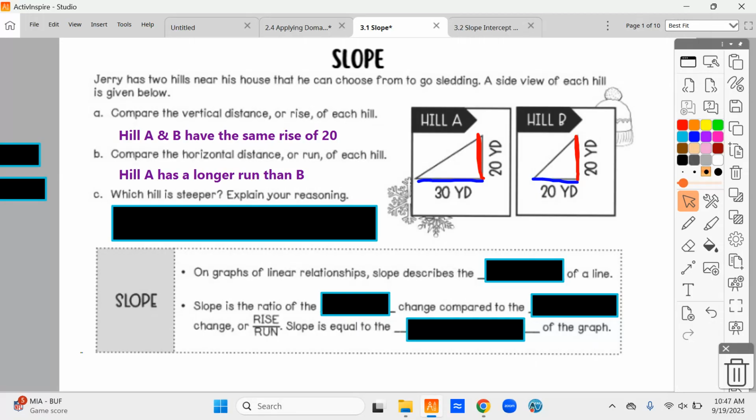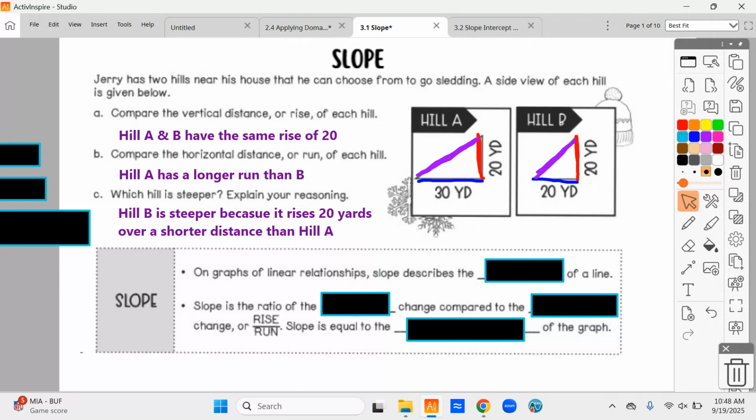Now, when we're talking about steeper, we're thinking about how hard would it be to climb this hill, right? Steepness is the slope of the hill. So when I'm looking at steepness, I notice that hill A is a little bit more gradual. Hill B is a little bit more up and down. So I would say hill B is steeper because it rises 20 yards over a shorter distance than hill A.